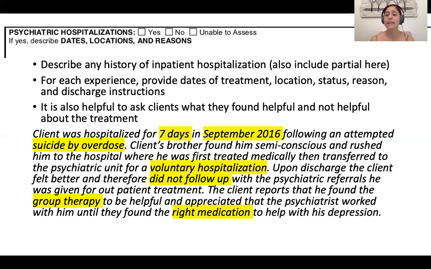I've also indicated that it was a voluntary hospitalization, and I provided information about what happened when they were discharged. In this case, the client says that they felt better, so they did not follow up with the referrals that they were given for outpatient treatment. And then I asked what made the hospitalization helpful versus not helpful. And the client says that they found group therapy to be helpful and finding the right medication by working with a psychiatrist was helpful. So this is useful information for me because I may then provide a referral for group therapy as I work with the client and also make sure that they've been checking in with their psychiatrist for their medication reasons.